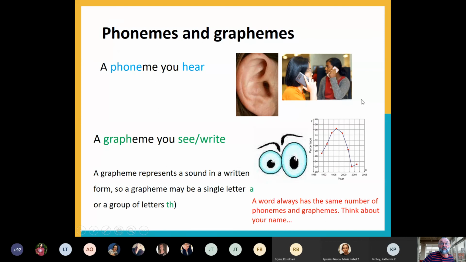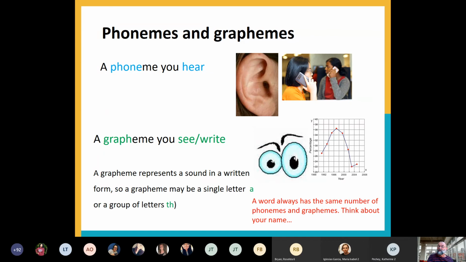Okay, phonemes and graphemes. Phonemes is what you hear. Grapheme is what you see or write. Now, this is Catherine's brilliant presentation, and I sat looking at this slide for about half an hour, thinking, is that some kind of graph there? Is that to do with some kind of achievement in phonics? And I couldn't work out what it was there for until I suddenly put two and two together and worked out it was just a way of remembering.